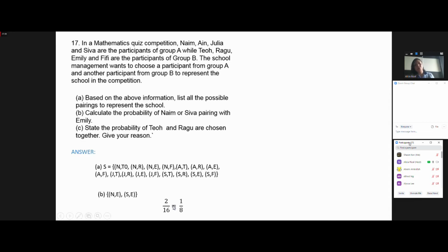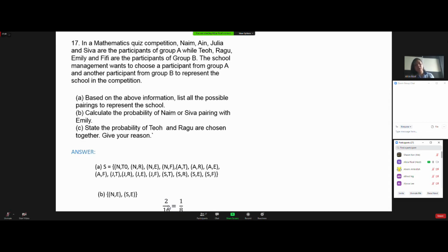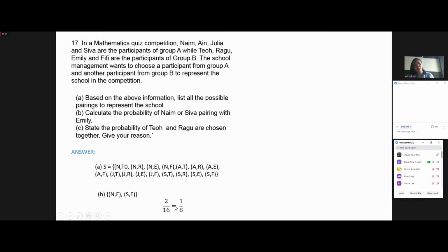Okay, the next issue is: teacher, I only wrote 2/16. I did not simplify. Will I get the final mark? To be safe, fractions must always be in simplest terms. So you write 1/8. For this assessment, if you write 2/16, you must give me your final answer as 1/8. All right.